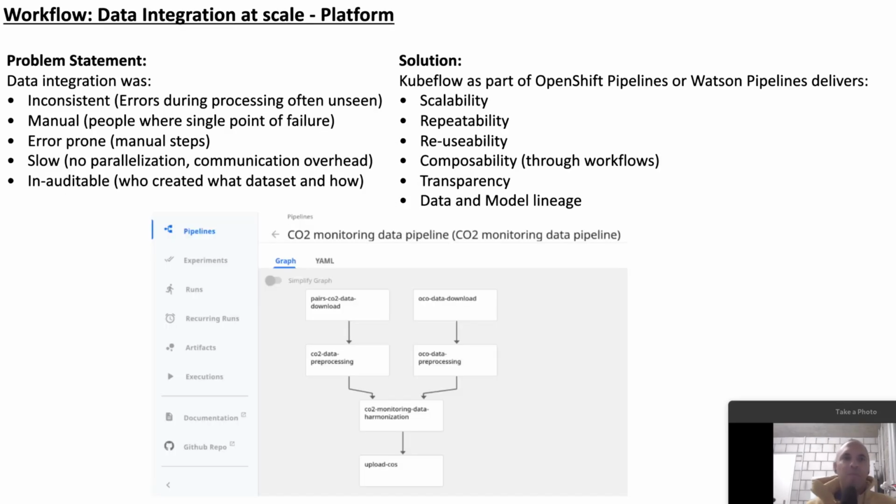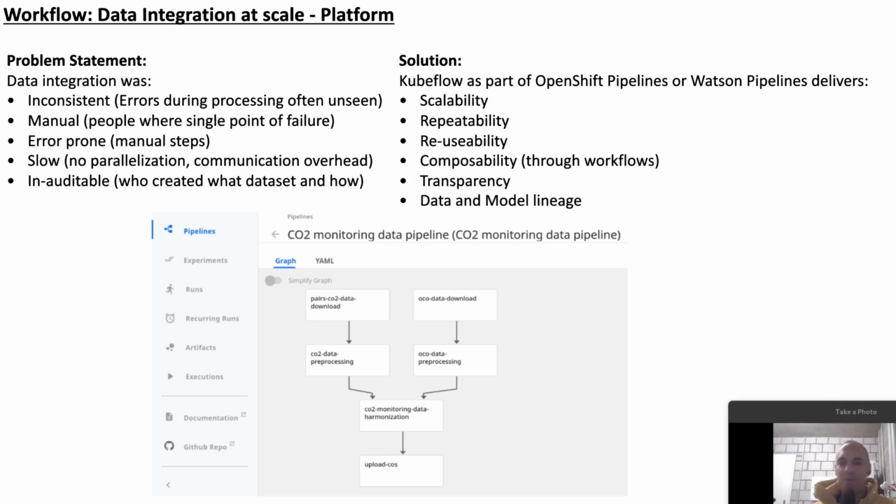So for the workflow platform, we actually run on top of Kubeflow, which runs on top of Kubernetes, in our case on OpenShift. And before we had done this, we had a lot of inconsistencies. So we didn't catch all the errors which happened during processing. We had a lot of manual steps. So people have been the single point of failure when someone was on vacation. The other one needed to take over and didn't know what to do.